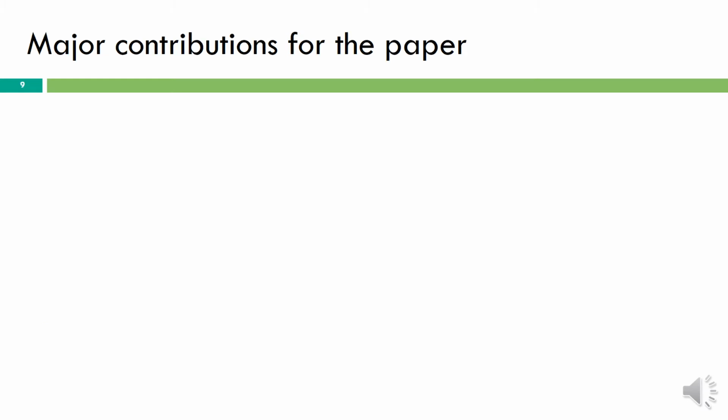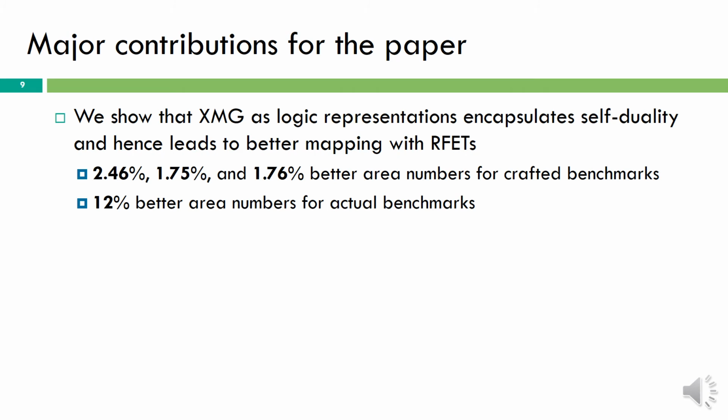So coming to the major contribution of the paper, we show that XMG logic representation encapsulates self-duality and hence leads to better mapping with RFETs. Based on our crafted benchmarks, which we populated, our area numbers for XMG-based logic synthesis are better by 2.46%, 1.75%, and 1.76% with respect to optimization scripts from ABC. The optimization scripts we used are compress2rs, DC2, and DCH. And on the actual benchmark suite, we get up to 12% better area numbers as compared to the same optimization scripts from ABC.